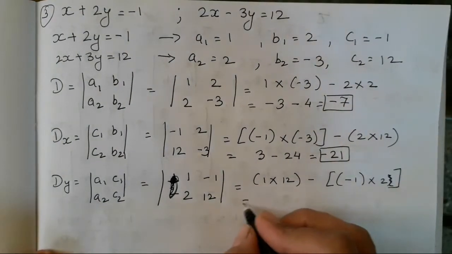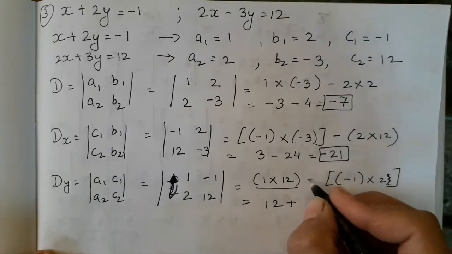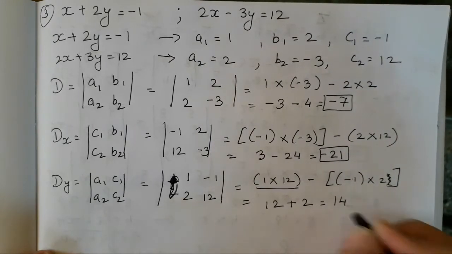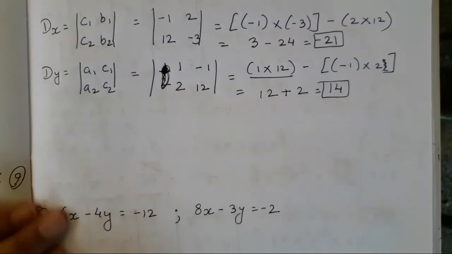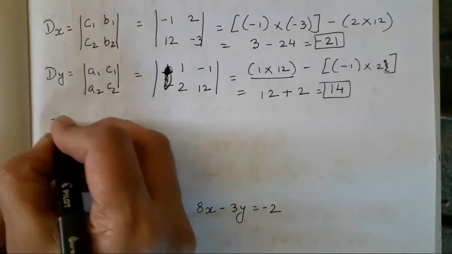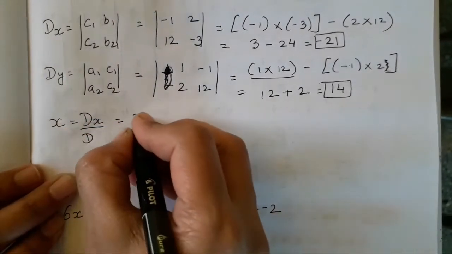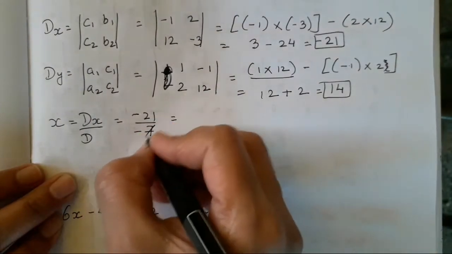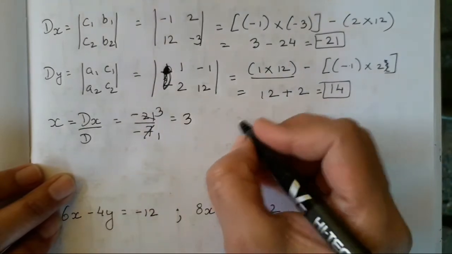Okay, so 1 12s are 12, minus and minus is going to be plus, these two minus and 2 1s are 2, it's going to be 14. Okay, so you have got your dy. Apply your Cramer's rule, that is supposed to be x is equal to dx upon d, which is minus 21 upon 7. Minus 7 is going to be 7 1s are, 7 3s are, minus minus is going to get reduced, so the answer is 3.